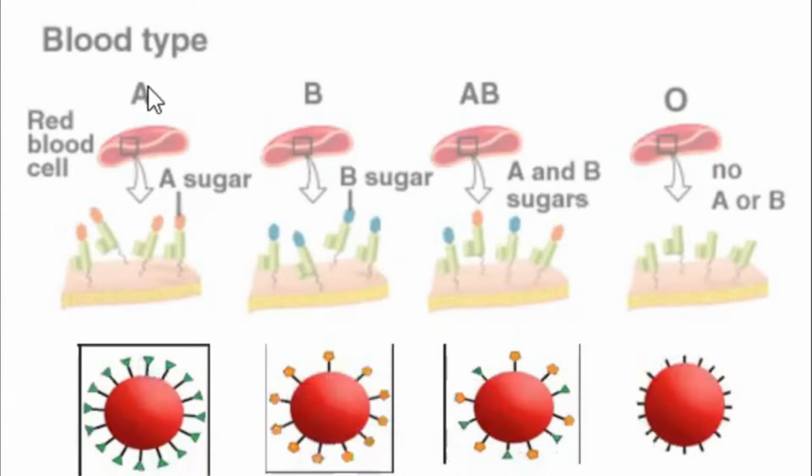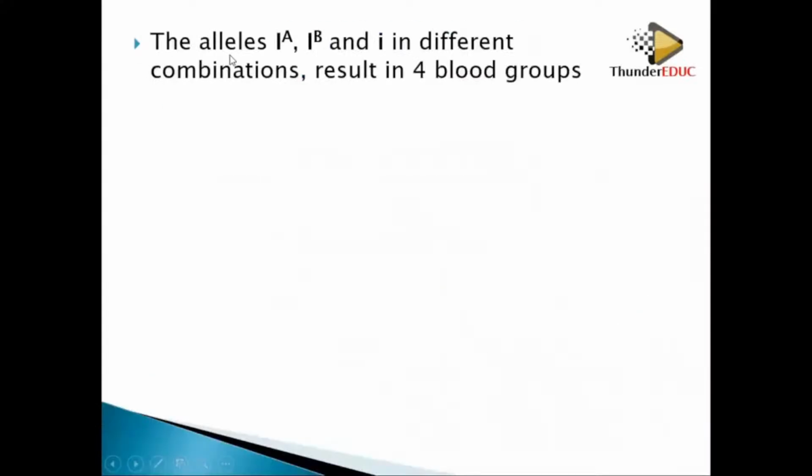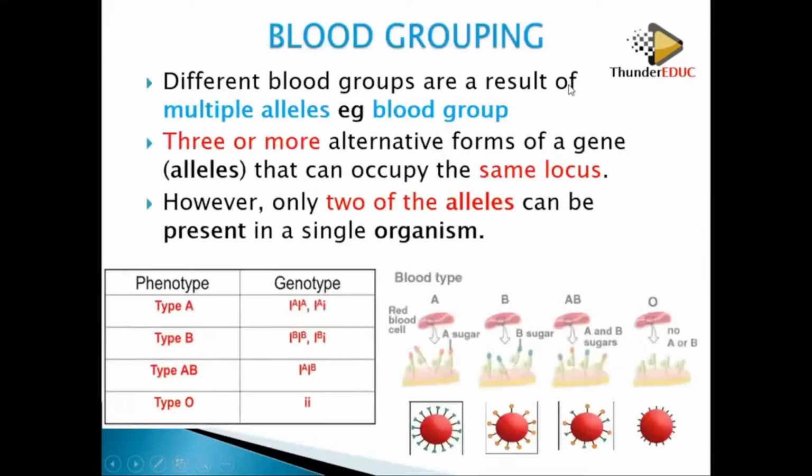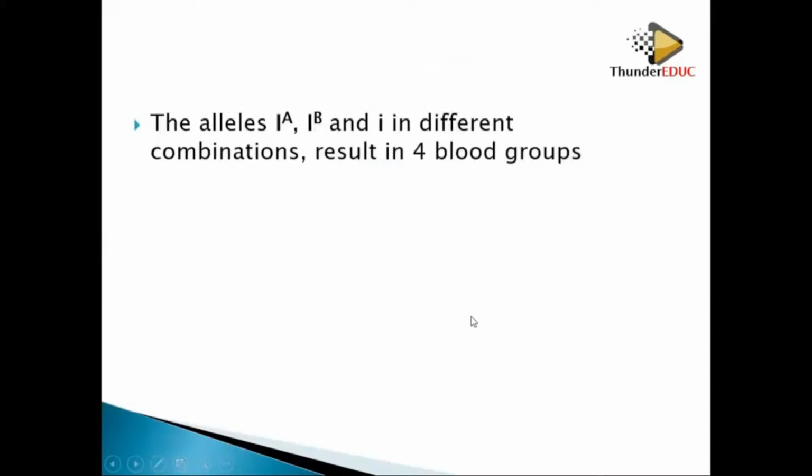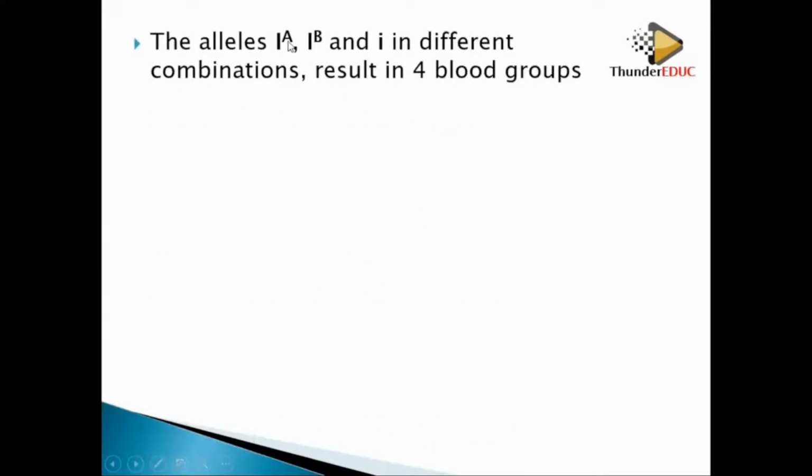All right. So we are saying that alleles A, B, and i in different combinations result in 4 different blood groups. That's what I've explained here: you have A, B, AB, and O. So you have 3 alleles. The first one is A, the second one is B, and the third one is small i. These alleles must be written like that. Don't modify the writing. Don't shade it.